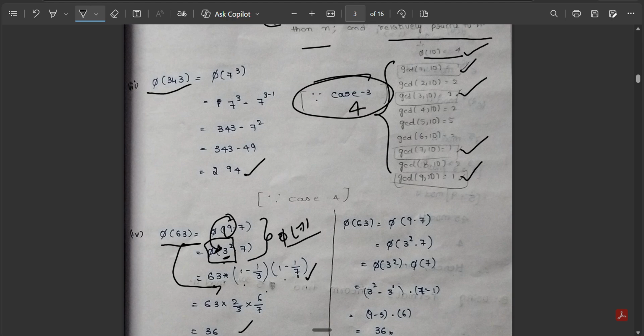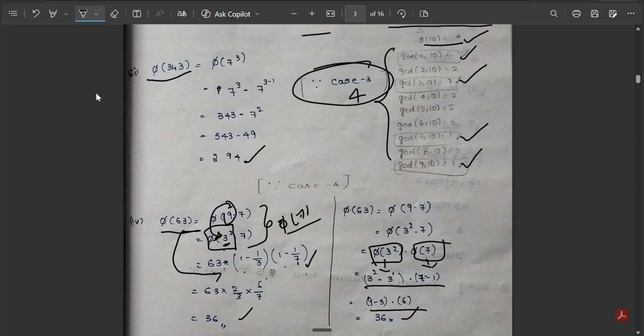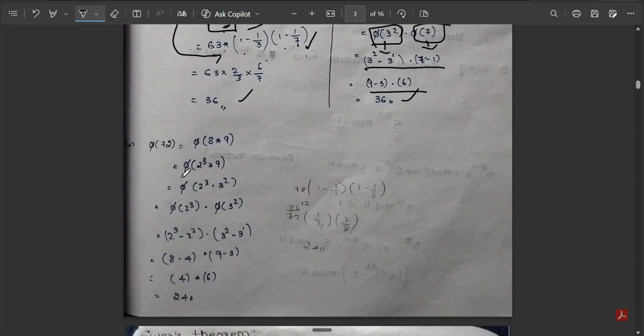Otherwise, this is an alternate method. You can write it as 9 into 7, and the Euler Totient function of 3 square into the Euler Totient function of 7. And here again it falls under case 3 and case 1. So we know the formulas, we are simply going to apply them and multiply them, and we are going to get the result. Next we are going to find the Euler Totient function of 72. It is similar to the previous question which we have solved. If you have any doubts regarding this topic, don't forget to drop a comment and I'll definitely reply.